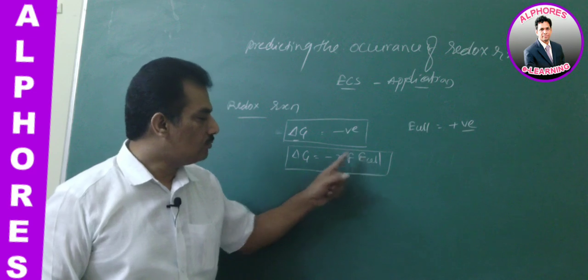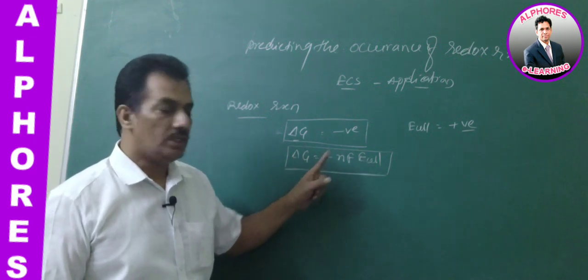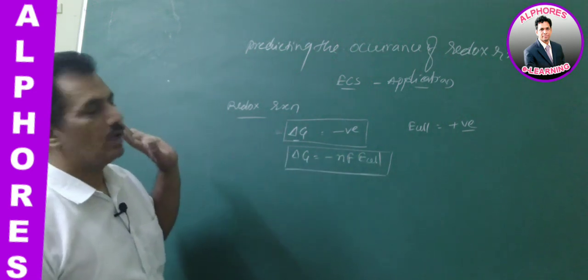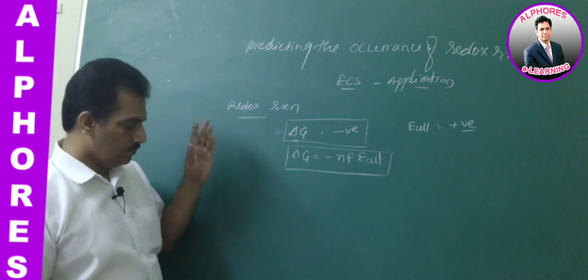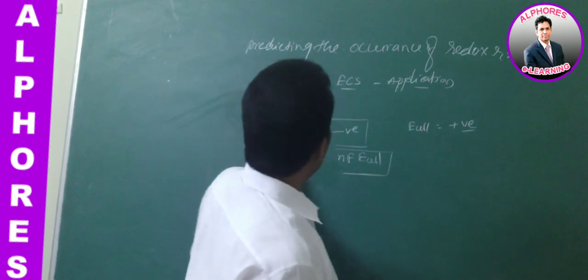If it is positive, positive of minus is negative, so delta G will be negative. In case it is negative, negative of negative will become positive, then it will become non-spontaneous. Clear? And now ECS. What is ECS?